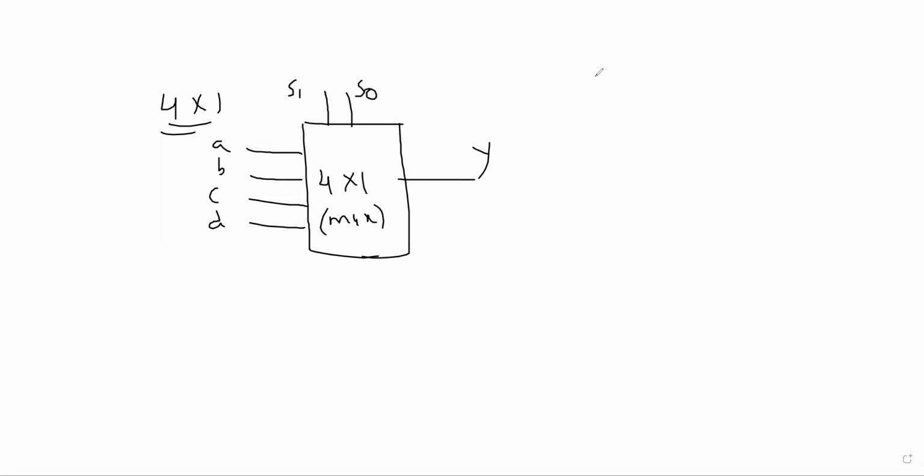Now, if you observe, S1 and S0 are the selection lines, and there is one output Y. Since I have two selection lines, I can form four combinations here. If S1 S0 is 0 0, A is selected; 0 1, B is selected; 1 0, C is selected; for 1 1, D is selected.